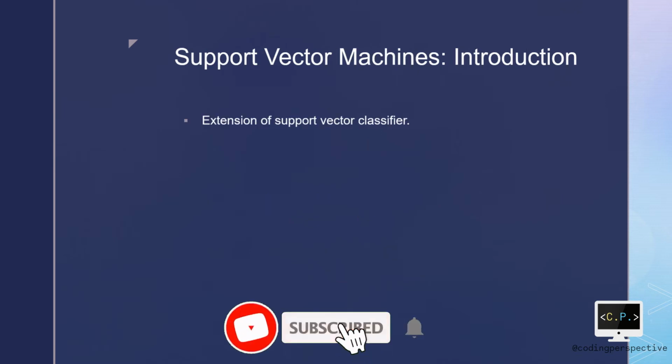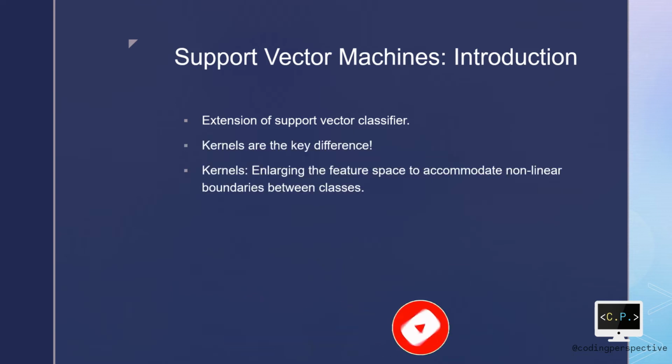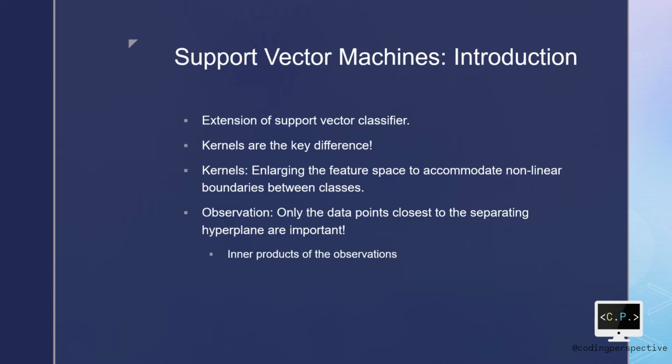Support vector machines are the extensions of the support vector classifiers. The key difference is the use of kernels, which result from enlarging the feature space in a specific way. The kernel approach that we describe here is simply an efficient computational approach for enacting this idea. The main idea of this extension is that we can enlarge the feature space in order to accommodate nonlinear boundaries between classes.